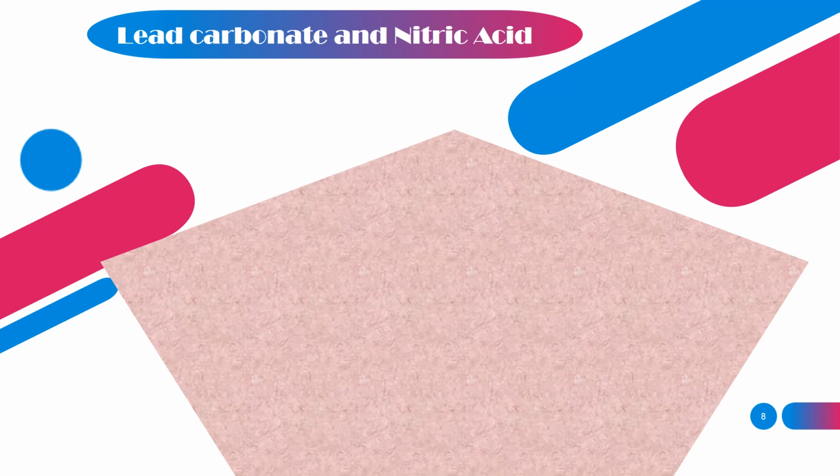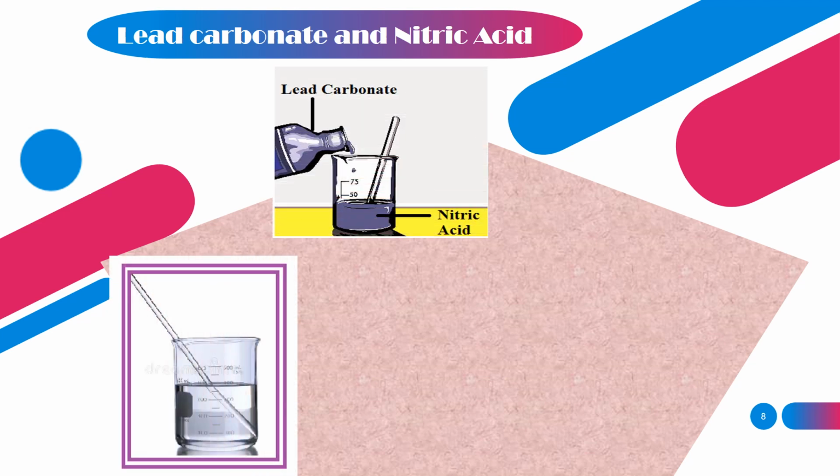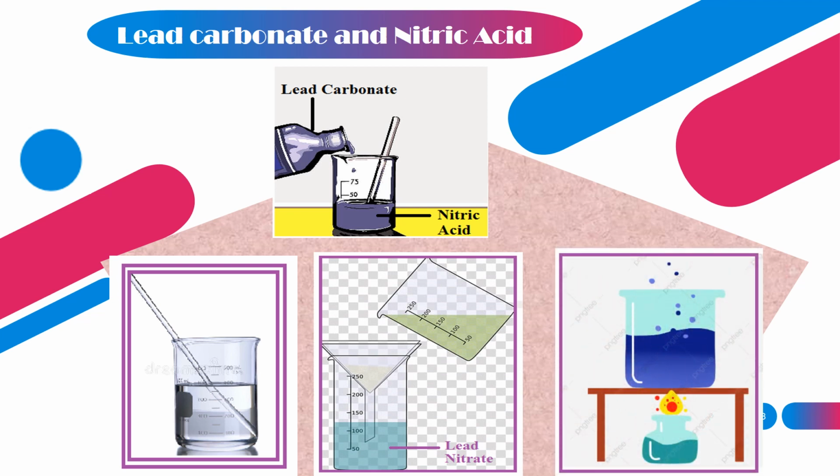Dear students, I hope you understand so far. Let's see how lead carbonate reacts with nitric acid. When lead carbonate is added to nitric acid, carbon dioxide gas bubbles off. Enough lead carbonate must be added to react with all of the acid. Any lead carbonate that has not reacted is removed by filtering. The filtrate is carefully heated to evaporate the water. A white compound is left behind. This compound is lead nitrate.